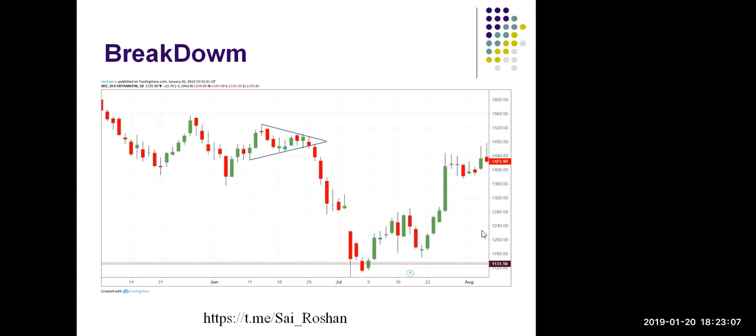Okay, it's just that we have to identify the patterns. So how do we identify the patterns? The only thing is, keep observing charts. Don't try to jump into trades.